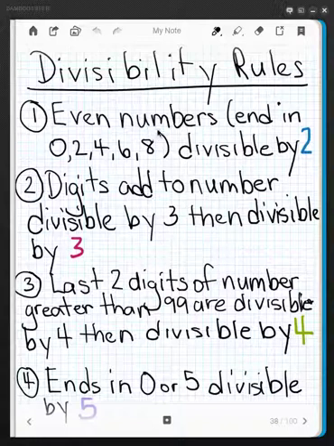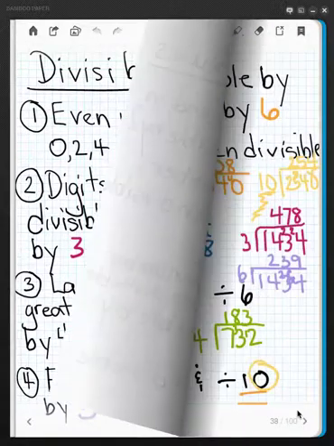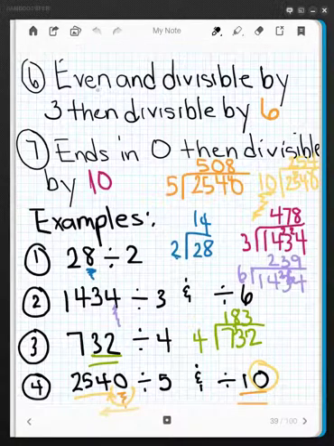So our divisibility rules. Remember that if a number ends in an even number, 0, 2, 4, 6, or 8, it's going to be divisible by 2. If the digits of a number add to a number that is divisible by 3, then the number is divisible by 3. If the last two digits of a number greater than 99 are divisible by 4, then the entire number will be divisible by 4. If a number ends in a 0 or 5, then it will be divisible by 5. If a number is both even and divisible by 3, then it's divisible by 6. And if a number ends in 0, then it's divisible by 10.